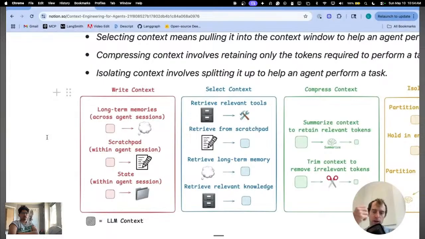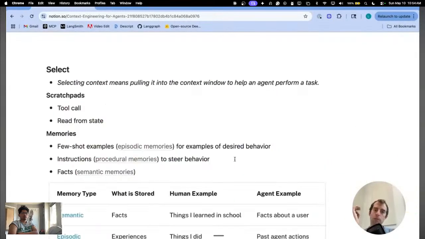Now, we covered writing context and talked about a few examples of that. Now let's talk about selecting context. Selection means pulling context into the context window to help an agent perform a task.